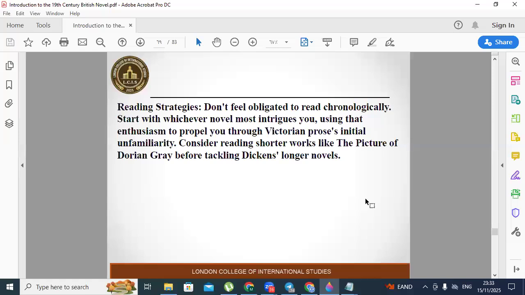Reading strategies: don't feel obligated to read chronologically. Start with whichever novel most intrigues you, using that enthusiasm to propel you through Victorian prose's initial unfamiliarity. Consider reading shorter works like The Picture of Dorian Gray before tackling Dickens' longer novels.